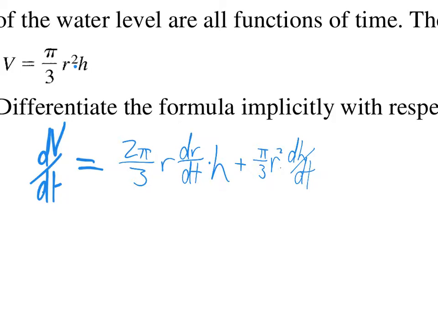Okay? So here we're using the product rule, and when we use that product rule, every time we're taking the derivative of something that's not the variable that we're taking the derivative with respect to, we've got to use the chain rule and multiply by the derivative of that implicit function with respect to time. So r is an implicit function, so it's times dr/dt. Okay, same thing with the h and the V.